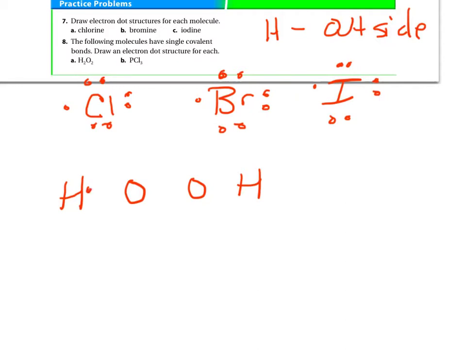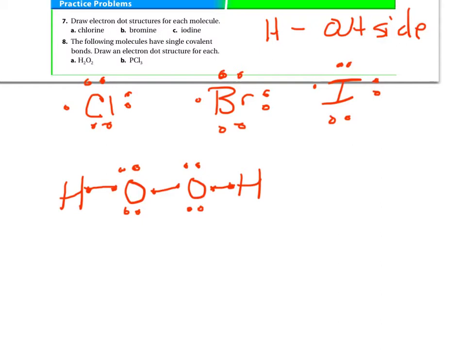And so let's just put in our electrons. Hydrogen has 1. Oxygen has 6. This oxygen has 6, and this hydrogen has 1. So here we go. Bond across there, bond across there, bond across there. And let's just count. Okay, this hydrogen has 2. He's happy. This oxygen, he's got 2, 4, 6, 8, so he's happy. This oxygen's 2, 4, 6, 8. He's happy, and this hydrogen has 2, so he's happy.